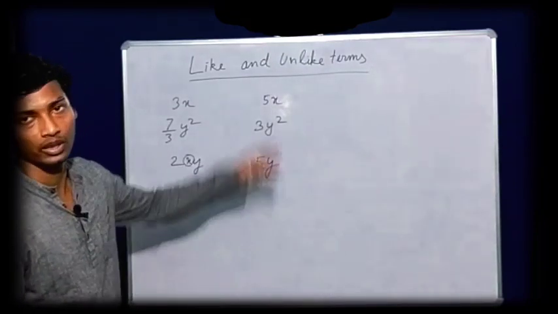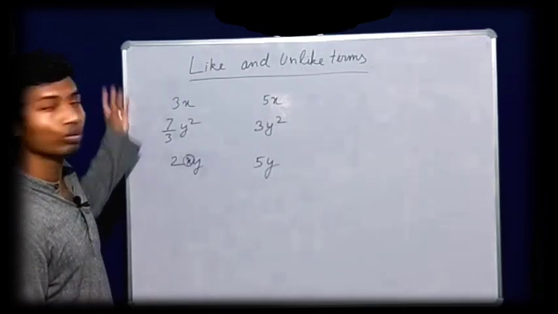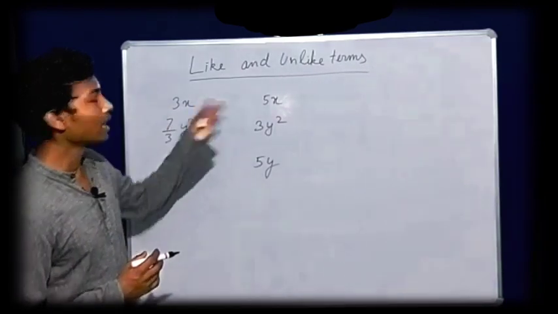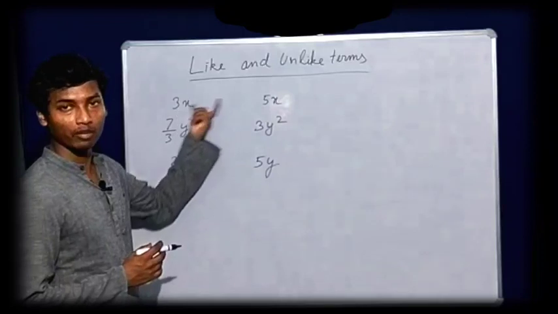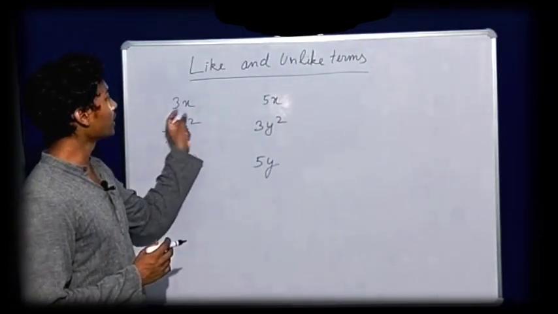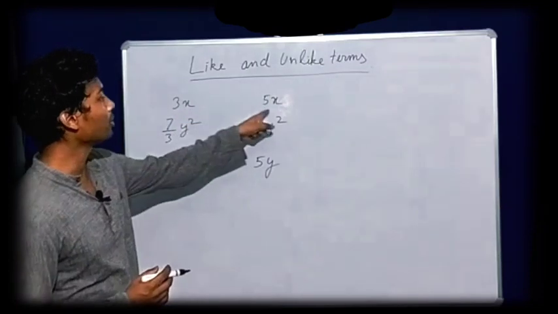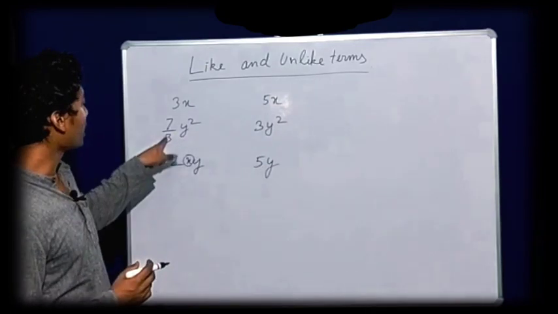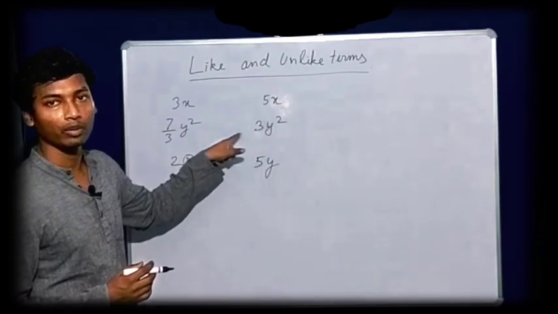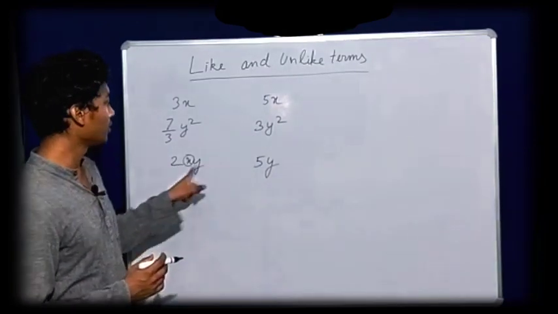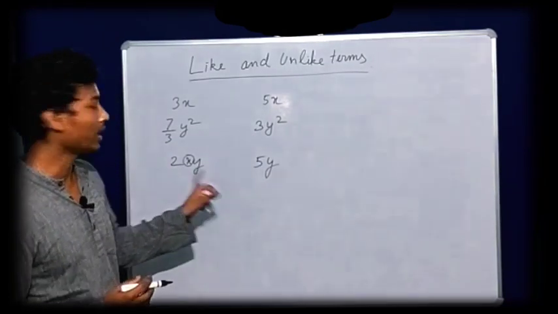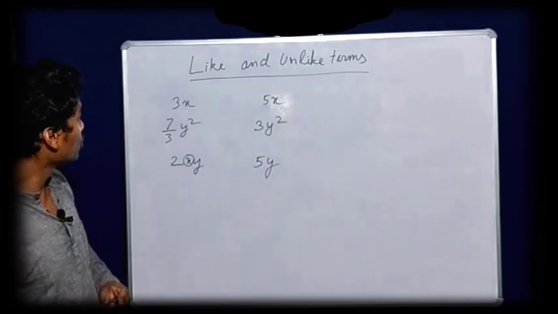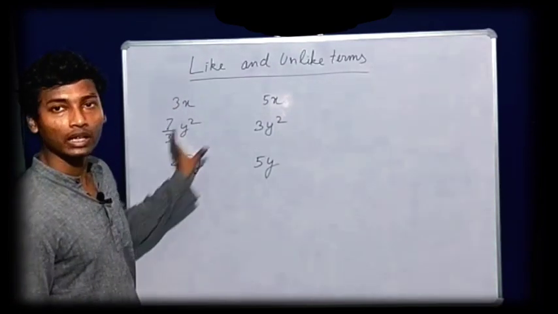Now you remember when we used to do the operations of addition and subtraction on variables, we were able to add and subtract only the terms which had the same variable part, right? So here we can add 3x plus 5x, but if we are asked to add 2xy plus 5y, we cannot. If we are asked to add 7 by 3 y square plus 3y square, we will be able to add or subtract. But when they have different variable parts, you cannot add or subtract. So you're clear with like terms and unlike terms.